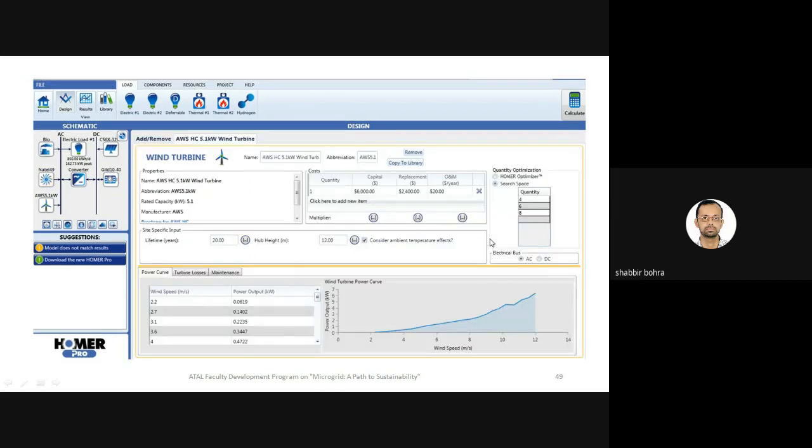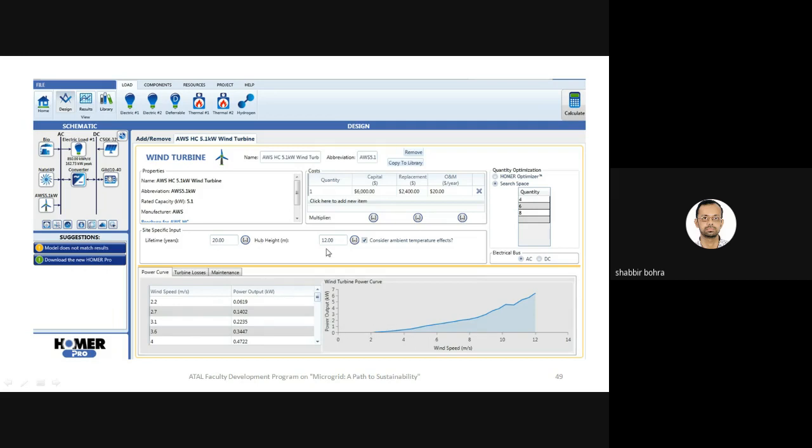Then say, for example, everybody is interested in a wind turbine, so I've taken this 5.1 AWS SC 5.1 wind turbine. The capital cost, replacement cost, operation maintenance cost, I've used the search spaces 4, 6 and 8 of capacity, and the wind speed is also given. Say for example here, if the wind speed is 2.2 meter per second, then the power output would be this much. If it is 4 meter per second, the power output would be this much, and the curve of the power output versus the wind speed.